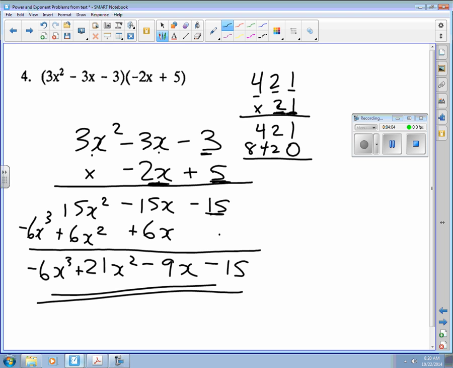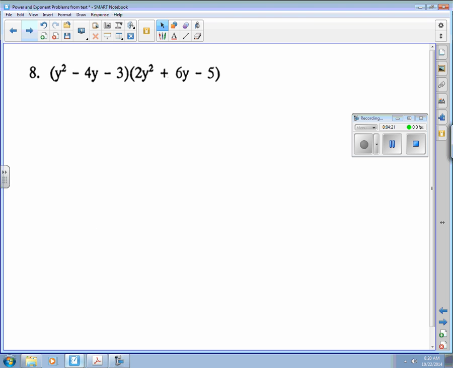But then when I start my next round of multiplying with my x place, I don't put anything here because that's not going to be a constant. It's going to line up with its like term, the x's. So let's do one more like that, just to make sure we got it. In fact, let's make sure we do it with a bigger one. Here's a trinomial times a trinomial.